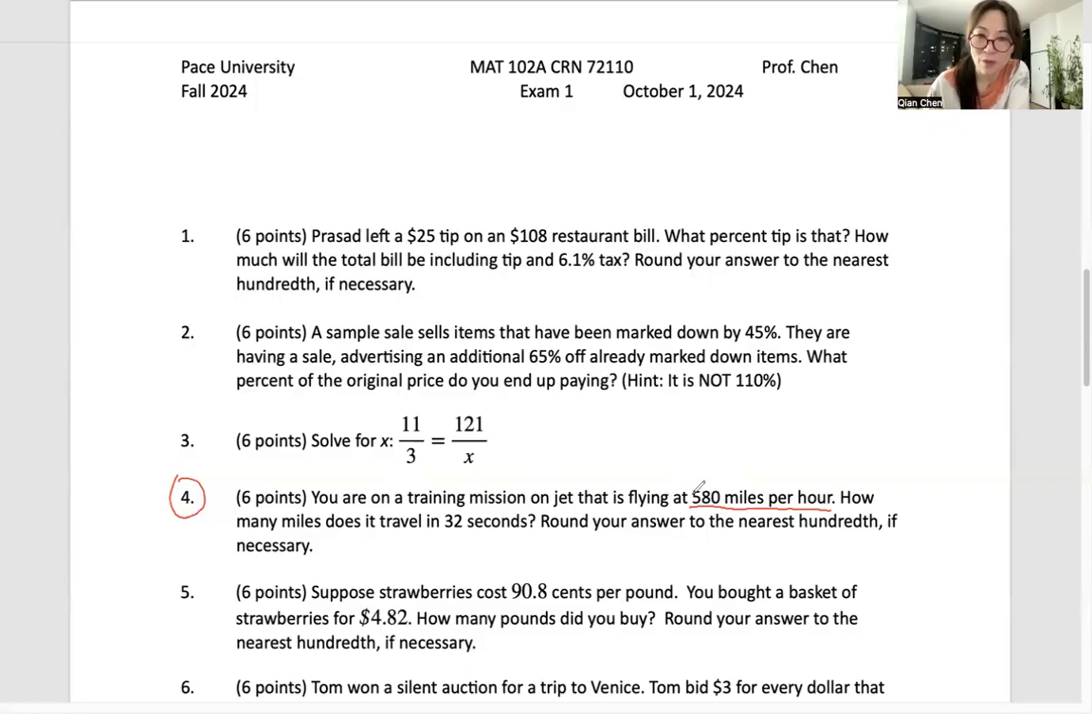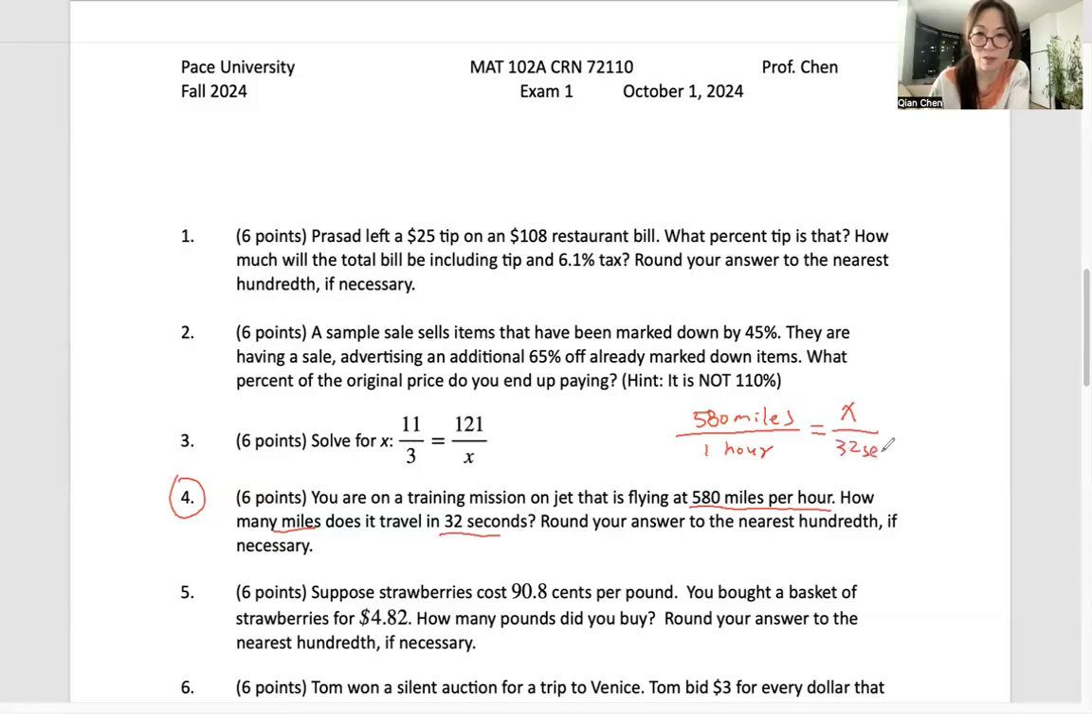So here we have 580 miles per hour. So that's giving us a unit rate. 580 miles per hour means per 1 hour. So we get this unit rate. The question is asking how many miles? We set up a proportion equation. How many miles? We don't know. We use X. Does it travel in 32 seconds?